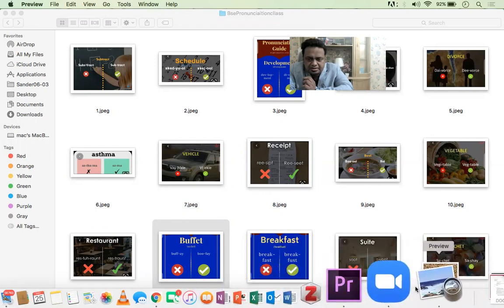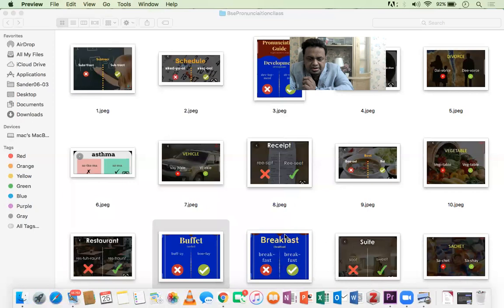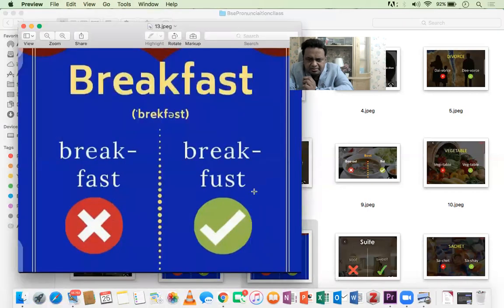The next one is breakfast. It is a bit weird as well. The fast is giving a first sound, so the A in fast is giving a U sound. That's the way it is. I can't explain why it is like that, and I don't think anyone else can either. Have you had your breakfast? In the British pronunciation, it is breakfast.